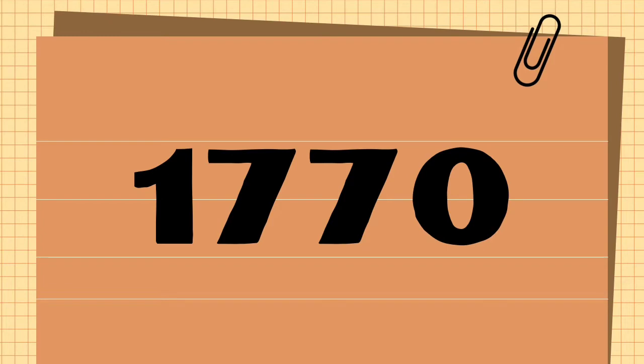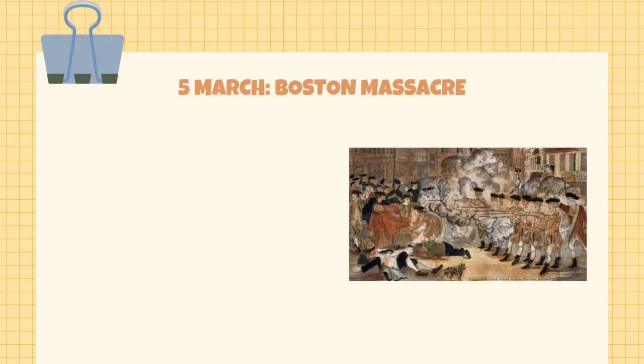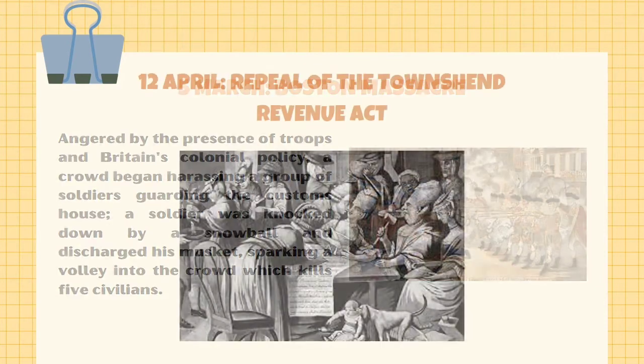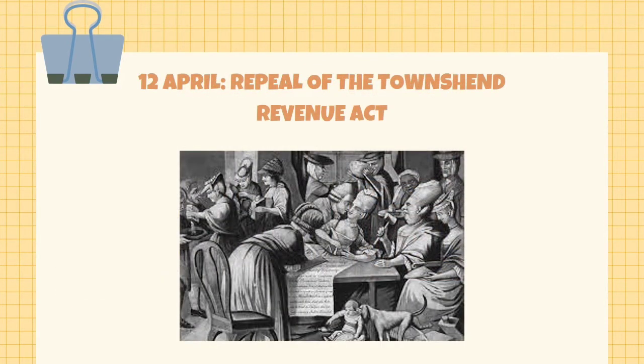We will now discuss the important events that happened in the year 1770. In March 5, the Boston Massacre. The Boston Massacre was a deadly riot that occurred on March 5, 1770 on King Street in Boston. It began as a street brawl between American colonists and a lone British soldier, but quickly escalated to a chaotic, bloody slaughter. Next is April 12, the repeal of the Townshend Revenue Act.